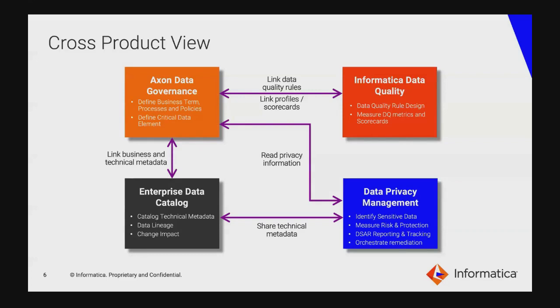Within the Axon Data Governance product, you will be able to link to data quality rules. You could have links to profiles and scorecards that come from data quality, and view them within your data governance portfolio. Axon can also read data privacy information and provide a dashboard view of how good your data privacy operations are at a point in time.